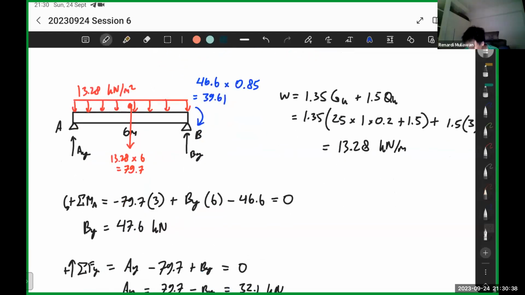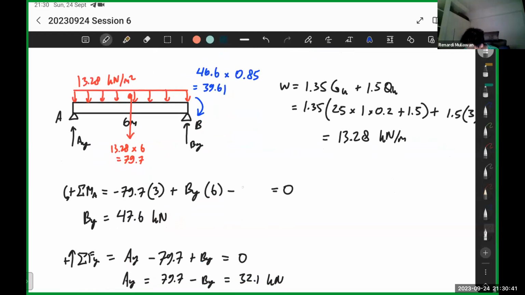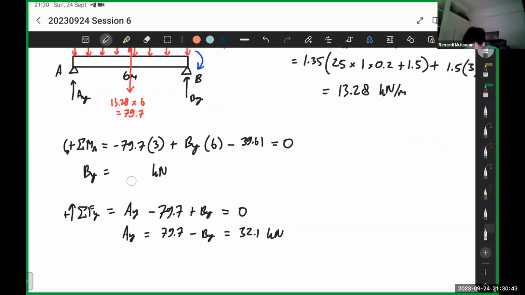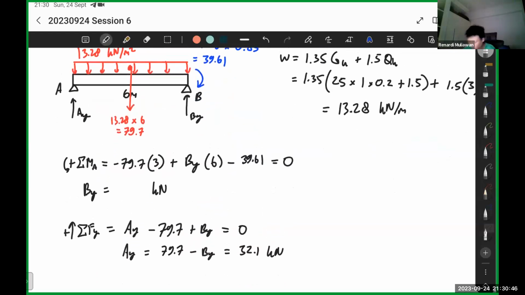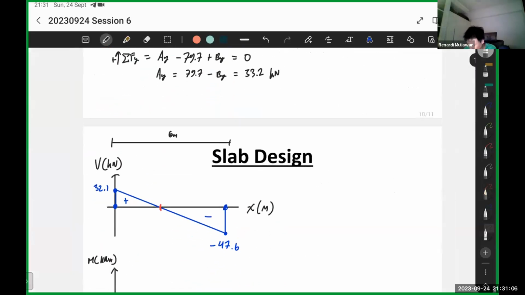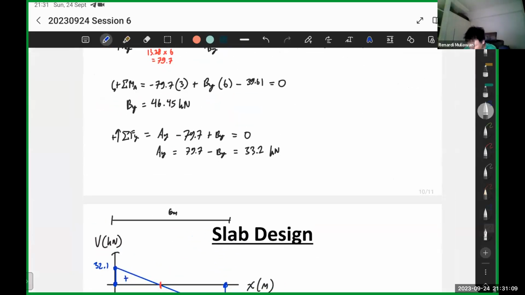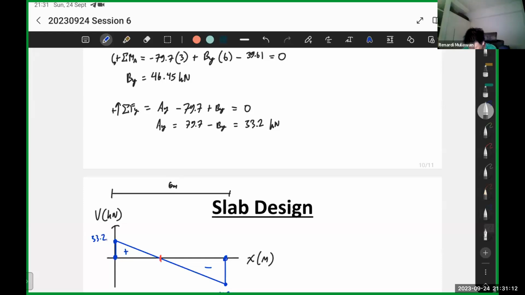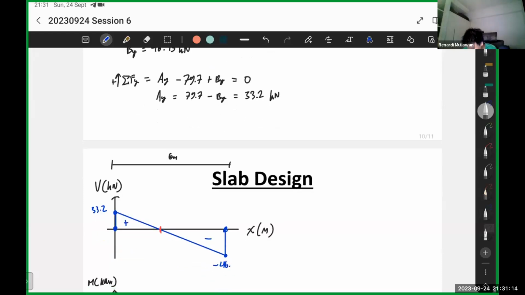Okay, so my values are a bit off. So this one should be 39.61. So this one is not the correct value. Okay, let me recalculate: 39.61 plus 79.7 times 3, divided by 6. So you get 46.45 here. Where you get Ay to be 33.2. Here, let me correct the values first. It is 33.2. This one is 46.45.